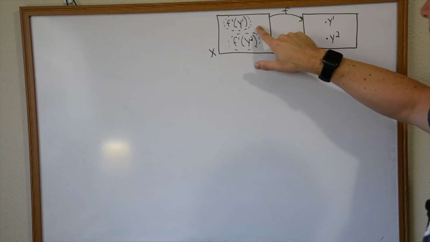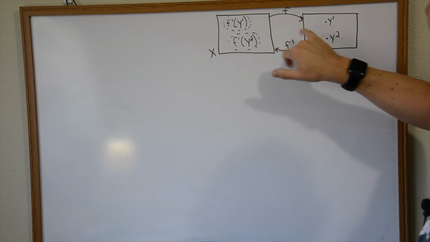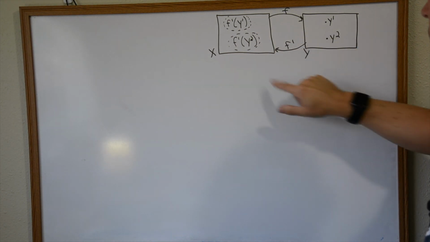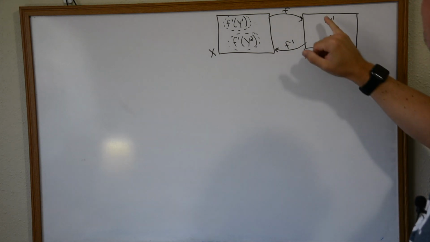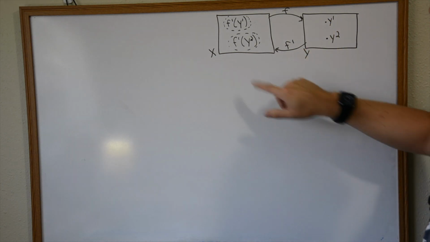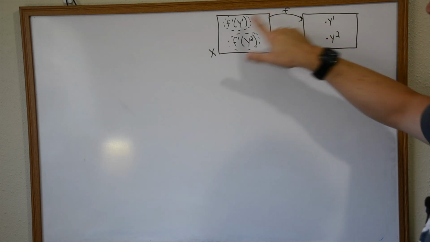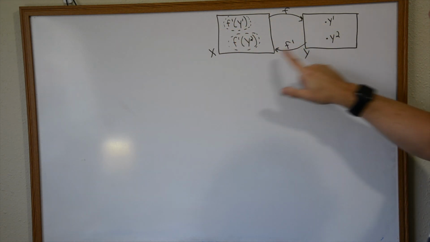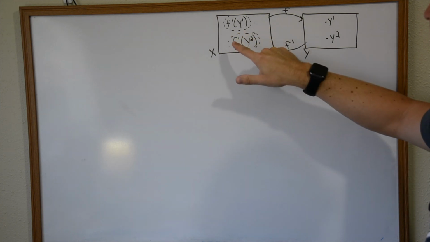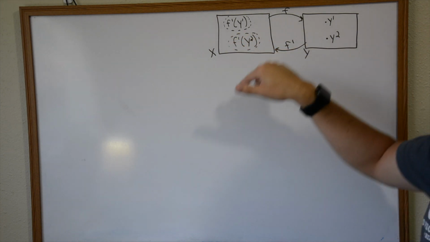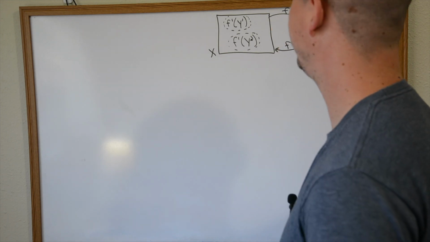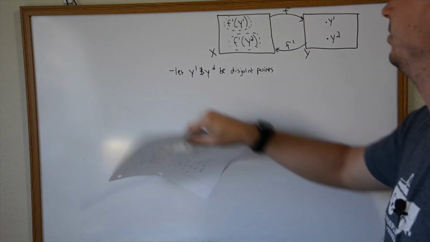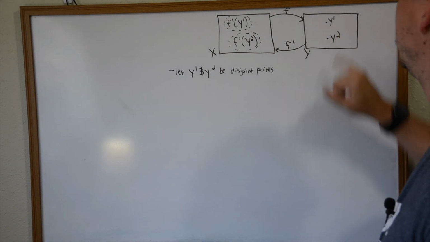F takes us from a point in x to a point in y, and f inverse takes us from a point in y to a point in x. And we have y1 and y2 in y, and over in x we have their preimages, which I'm calling f inverse of y1 and f inverse of y2, and those are the neighborhoods of the preimages of those points. All right? So we're going to establish a few things first, the first of which is we want to establish that y1 and y2 are disjoint points.